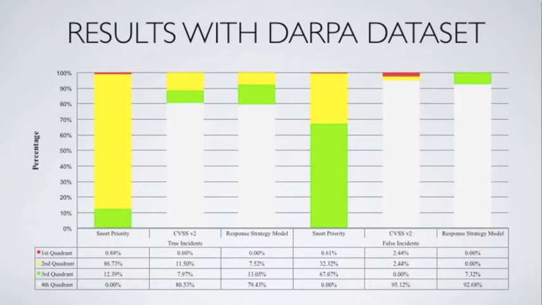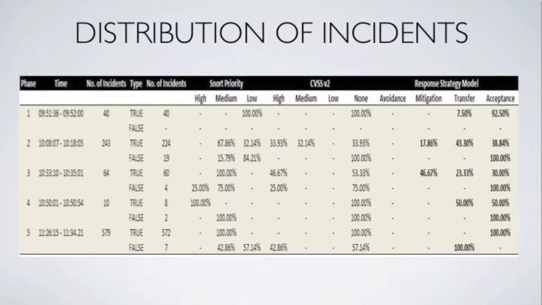First of all, CVSS wasn't really very helpful at prioritizing incidents because most of them could not be classified. So the best comparable thing would be Snort priority, but there you can see with true and false incidents that it is like an automatic shotgun approach where everything is important, everything is critical. Whereas the results with RSM were slightly better, and here you can see that the majority of false alerts, I think 90-something percent, were in the lower quadrants. The best example to show the added granularity of the response strategy model is in phase three, where with Snort priority 100% of the true alerts have been classed in the medium priority, whereas with RSM it spans across three different quadrants.